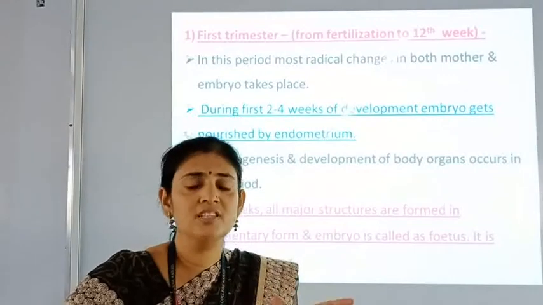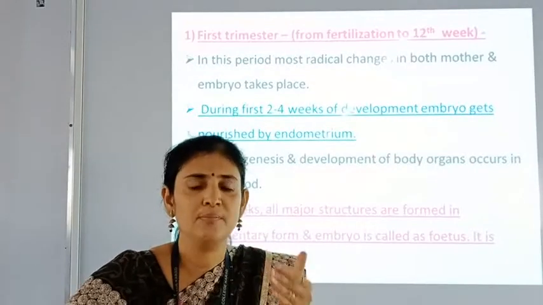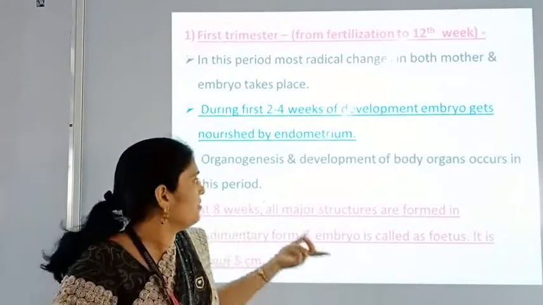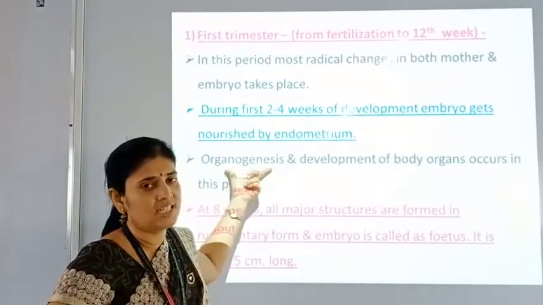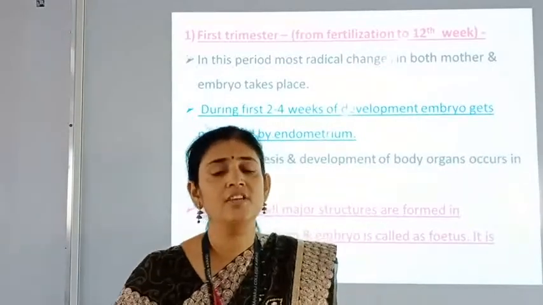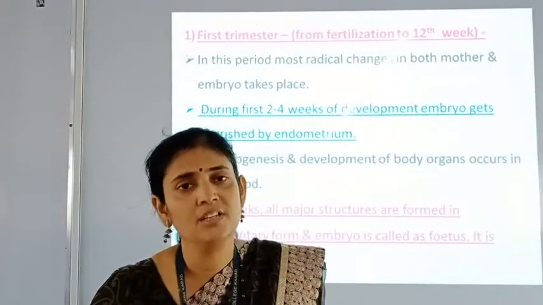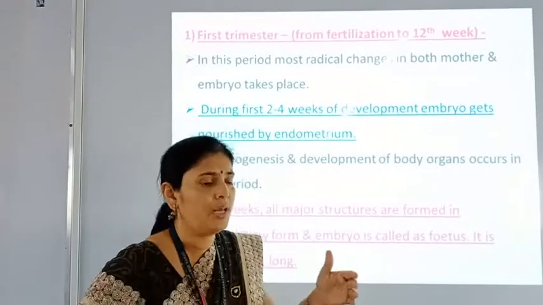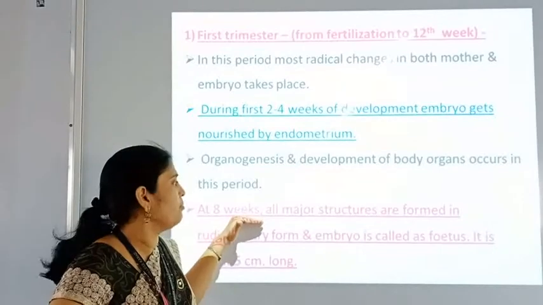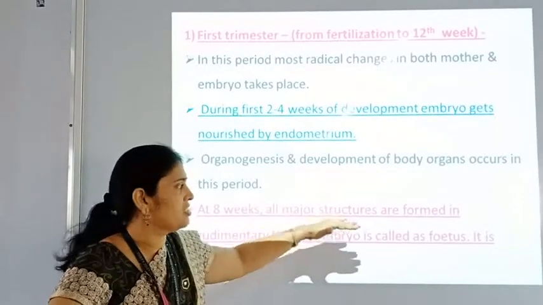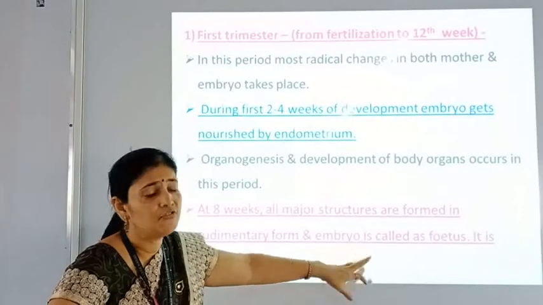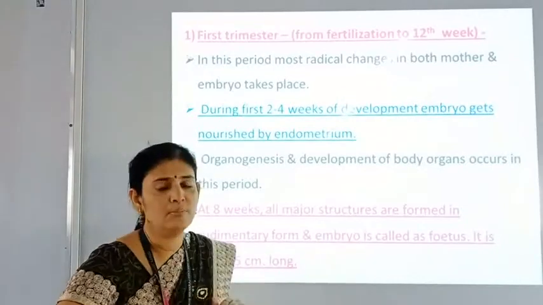During these developmental stages, during the first trimester, the different organs are formed. That process is called organogenesis, and these organs are developed further during this first trimester. What happens, you see here, about 8 weeks of the development, all the major structures are formed in rudimentary form, and the embryo is called a fetus. It is about 5 cm long.